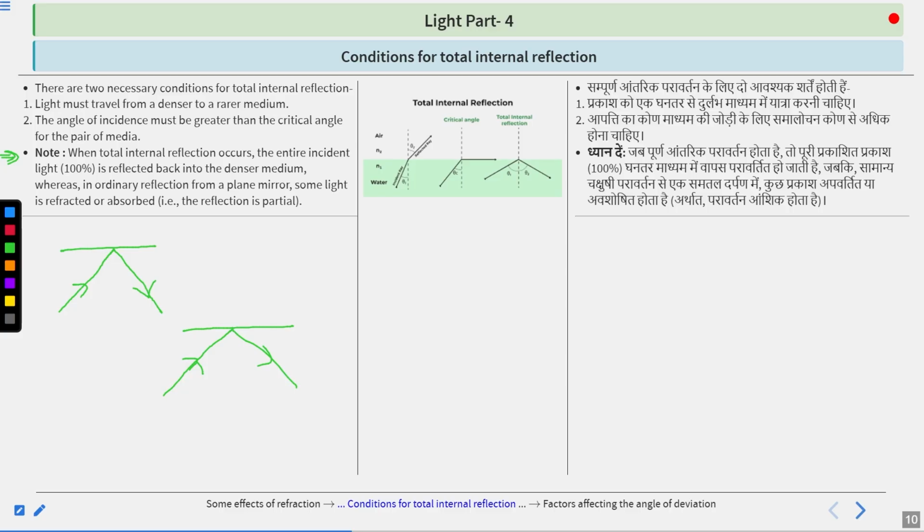Because in such a case, some light is absorbed and some light actually penetrates the other medium. But in that case, the entire 100% of the incident light will be reflected back. It will not be able to penetrate the other medium. So that is the basic difference between total internal reflection and normal reflection. In total internal reflection, 100% of light is reflected back. In the normal case, some light is reflected back, some is absorbed, and some is able to penetrate into the other medium. Okay.